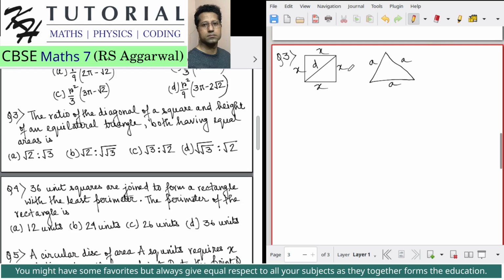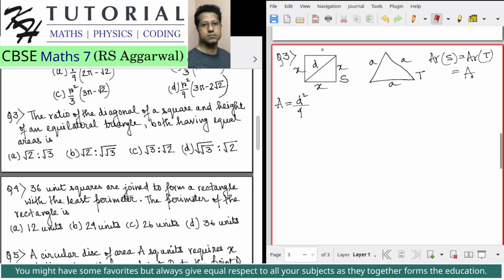Let's give some names to the figures: S to the square and T to the triangle. So we have area S equal to area T. This is given. Let's say the area is A. Now for the square, what is the relation between the area and the diagonal of a square? Area of a square is equal to D square by 4, where D is the diagonal of the square.